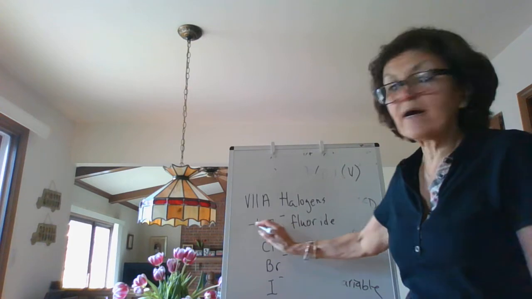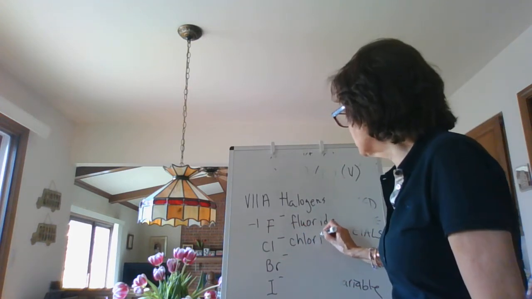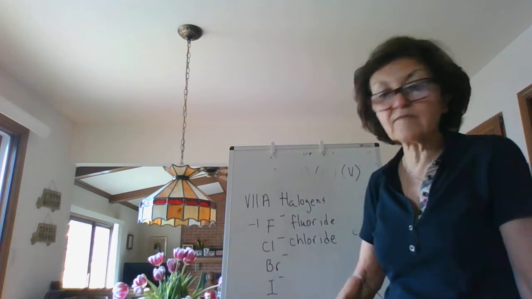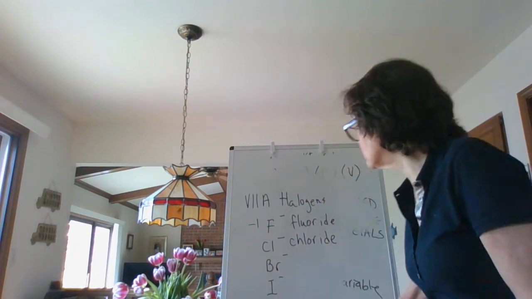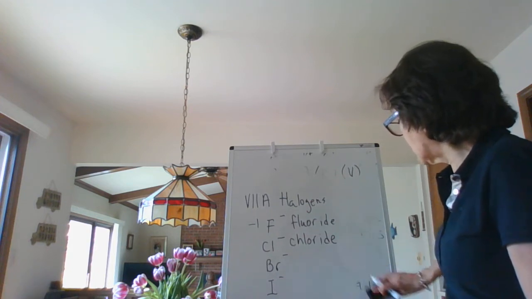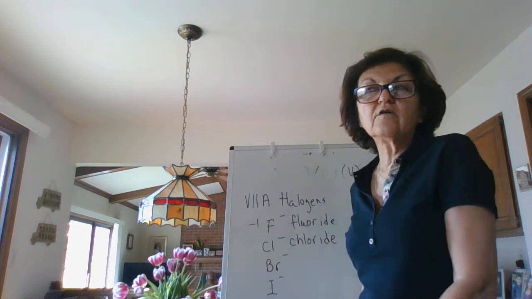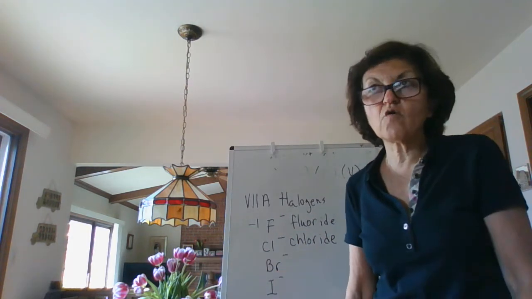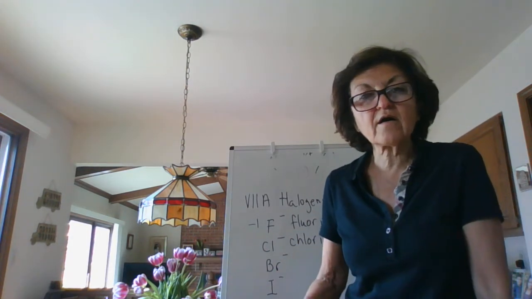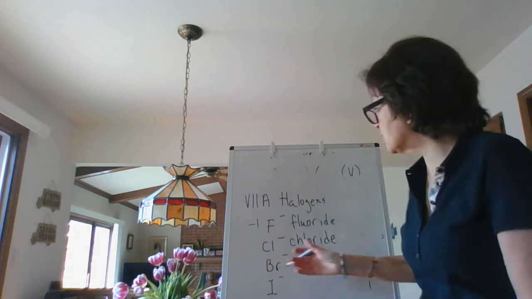This is a fluoride ion, and this is a chloride ion. Notice the metals don't change their names, but the nonmetals do. So when a metal becomes an ion, a cation, it doesn't change its name. It's still an iron 3 ion or a calcium ion. These guys, the minute a nonmetal gains an electron, changes its name.